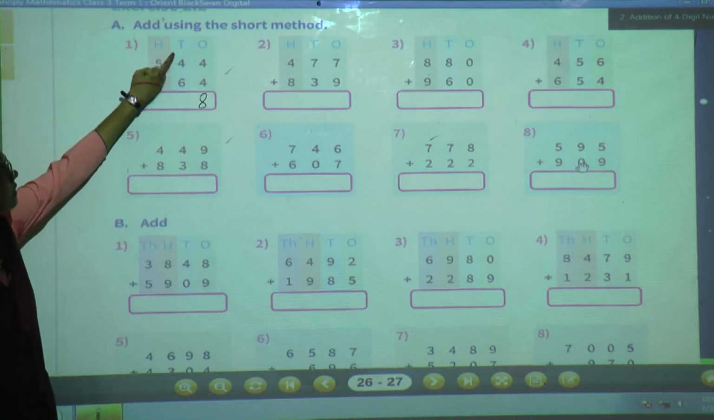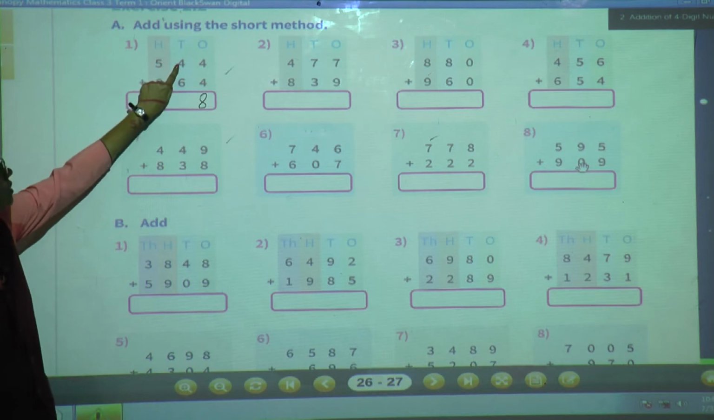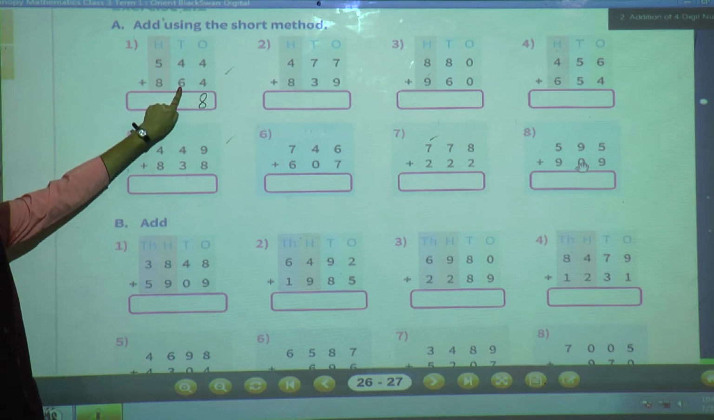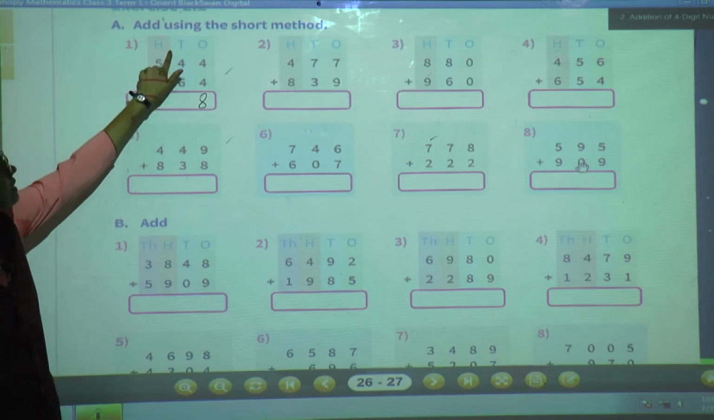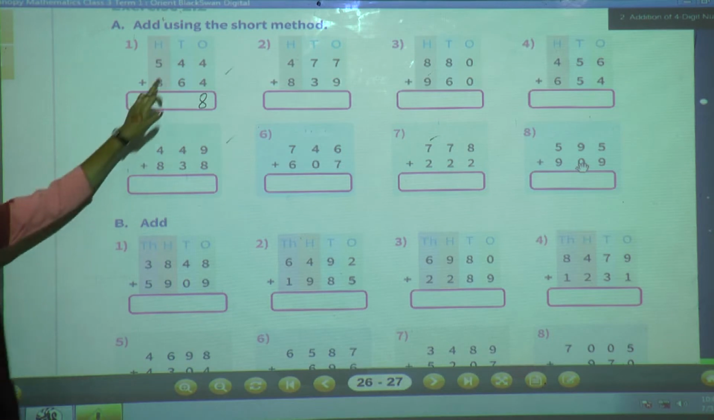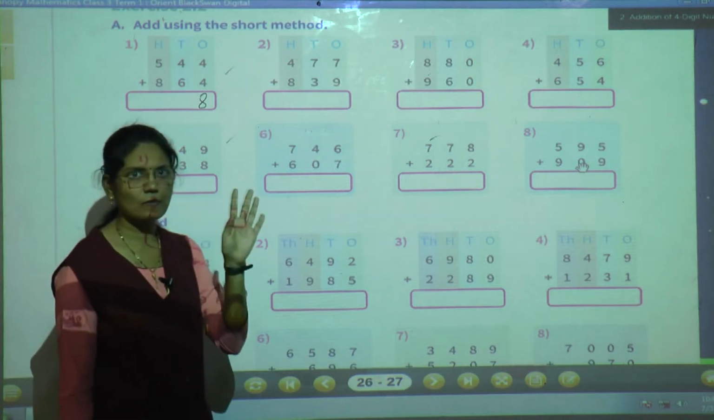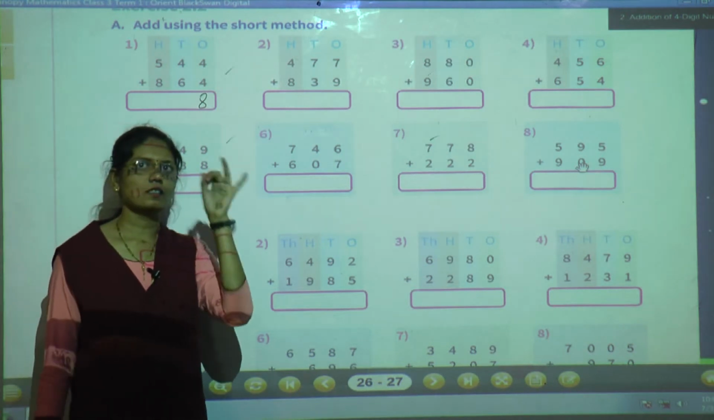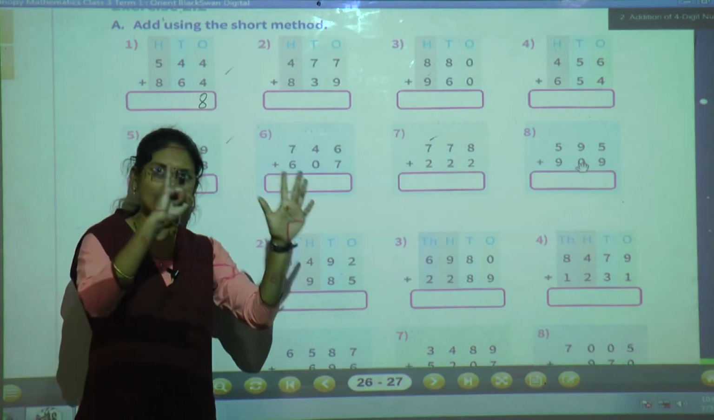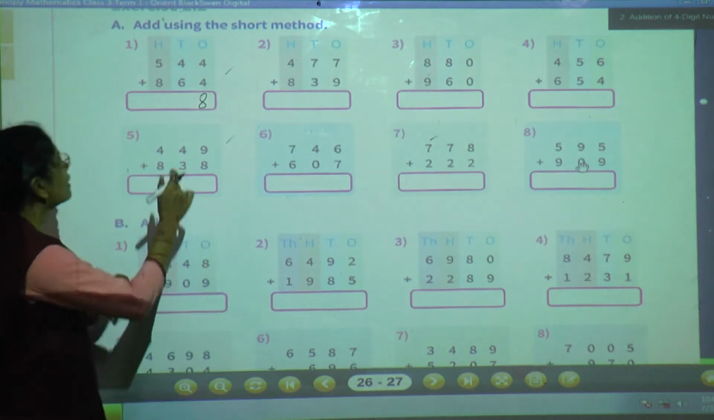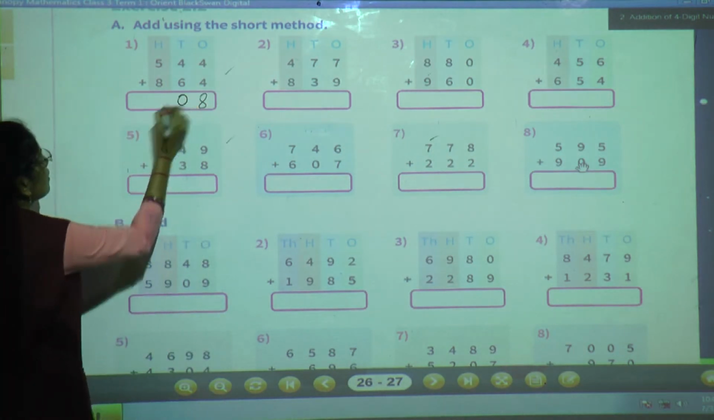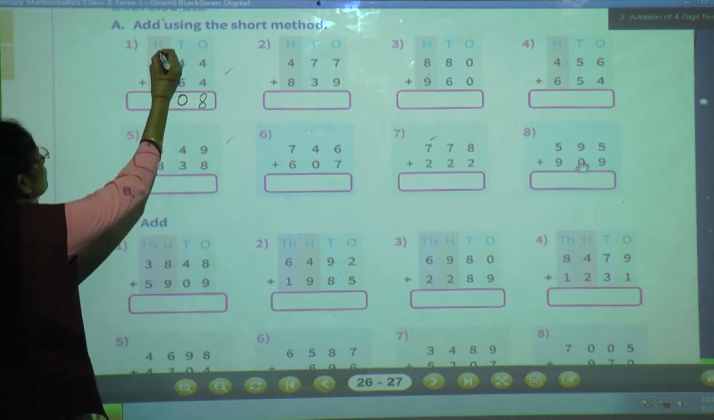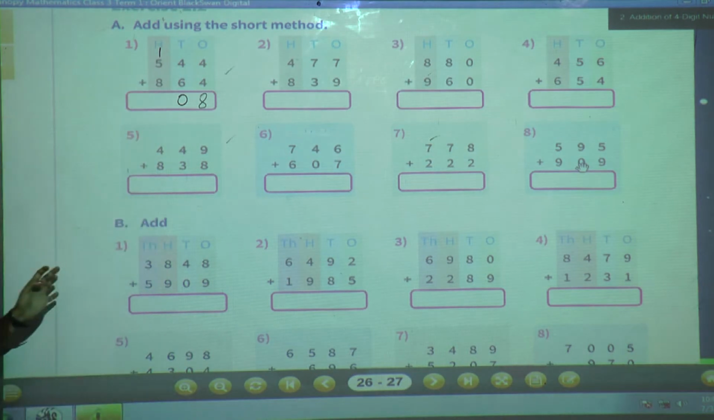Now see the tens place digit. Here 4 is there and here 6 is there. So 4 tens plus 6 tens. 4 plus 6 after 4. Show your fingers, count 6 fingers after 4. 5, 6, 7, 8, 9, 10. So 4 plus 6, 10. So here 0 will come and this 1 will come as a carry.